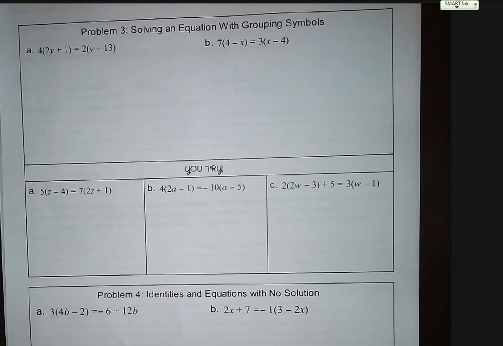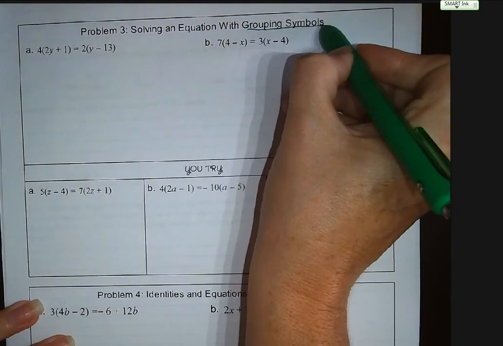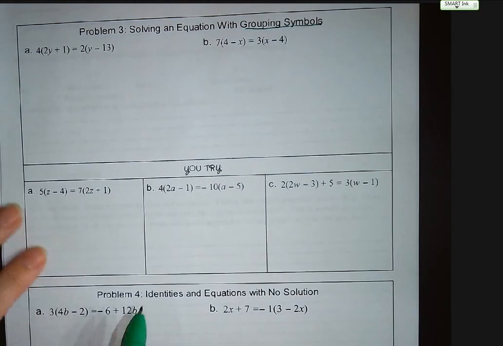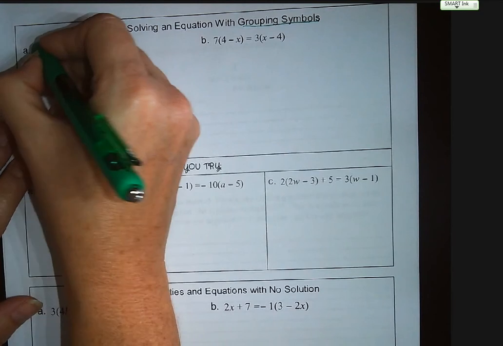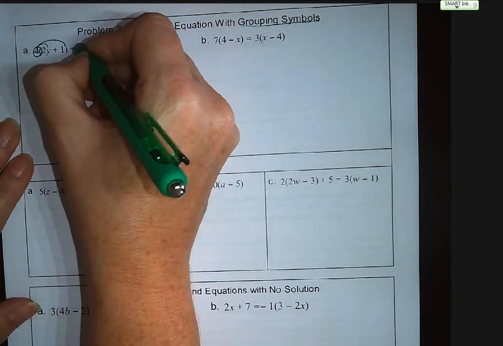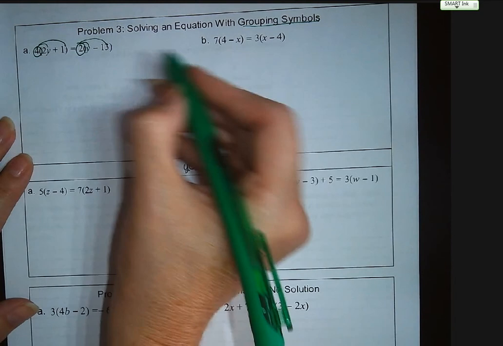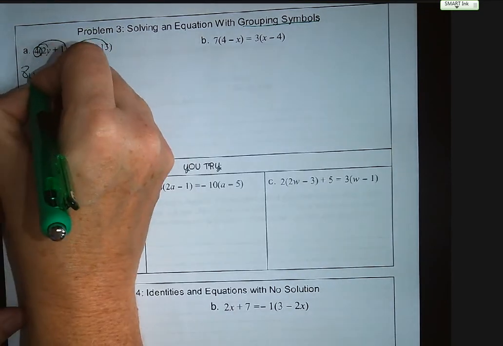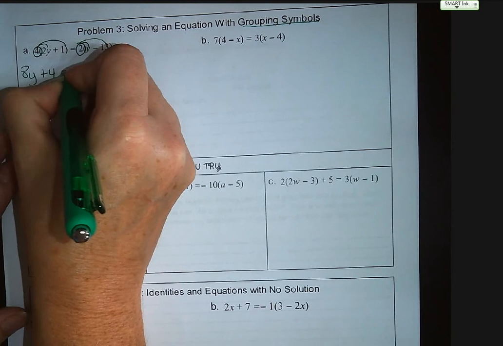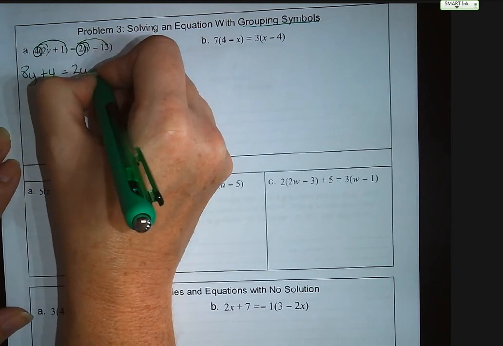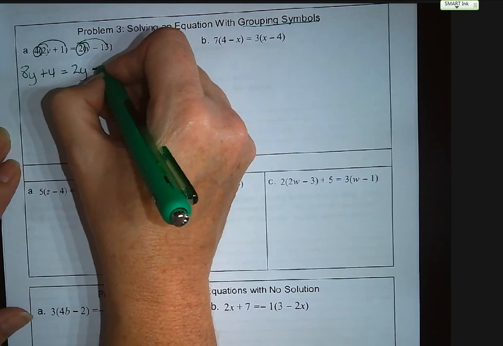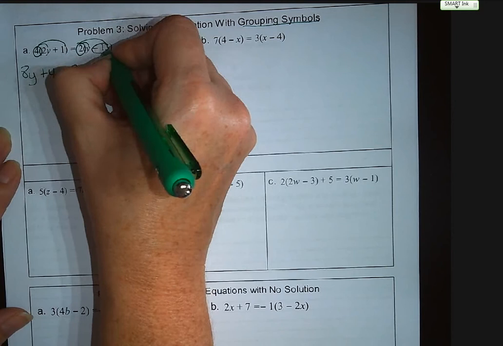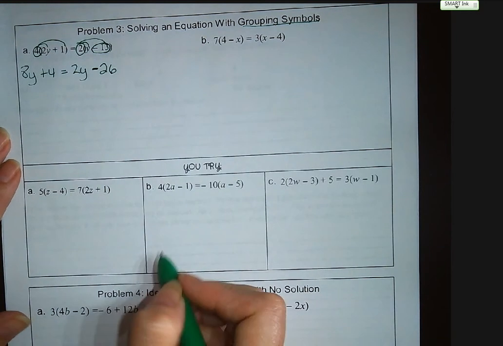Problem number 3, solving an equation with grouping symbols. If you'll remember when we dealt with distributive property in the multi-step equation, sometimes we could just divide that term out. We cannot do that in this case because we have stuff being distributed on both sides. So we are going to use distributive property and distribute. So 4 times 2y is 8y, 4 times 1 is 4. And that is equal to 2 times y is 2y, and 2 times 13 is 26, and remember it's negative.